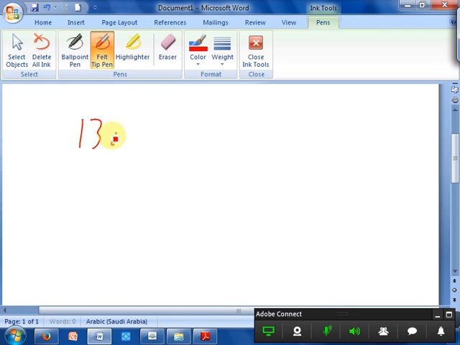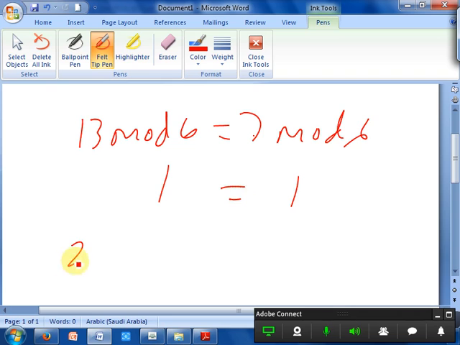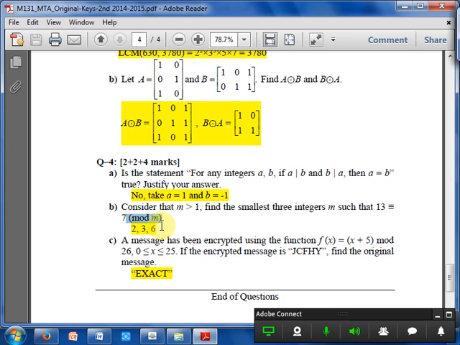You take 6. 13 mod 6, how many times? The remainder is 1. You go on until you find the last integer. You find 2 and 3, you need one more. Then you go for 6: 13 mod 6 is 1, 7 mod 6 is 1, okay. So you got 6. So it is 2, 3 and 6. Your answer is 2, 3, 6.